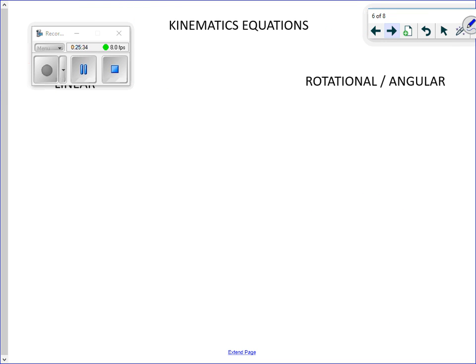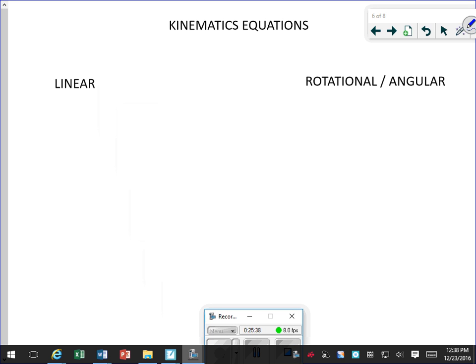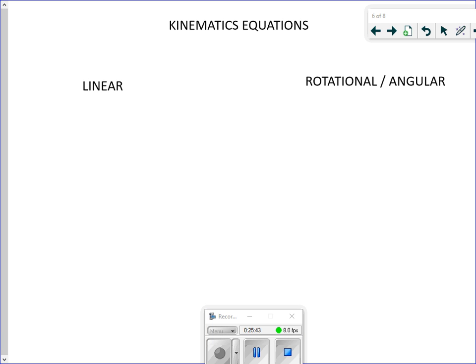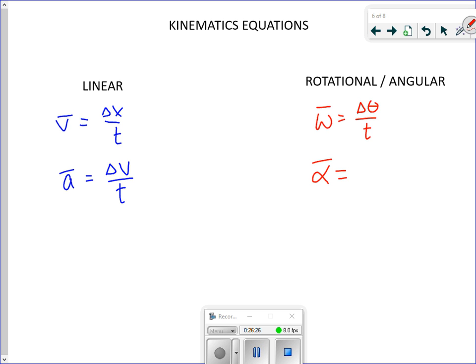Okay, so what you start to notice is that there are some analogies between linear stuff and rotational stuff. Remember, in linear motion, we defined average velocity to be the rate of change of position. Well, in rotational stuff, we say that average angular velocity is change in angular position per unit time, the rate of change of angular position. On the linear side, average acceleration is delta v over t. On the angular side, we now have average angular acceleration is delta omega over time, rate of change of angular velocity.